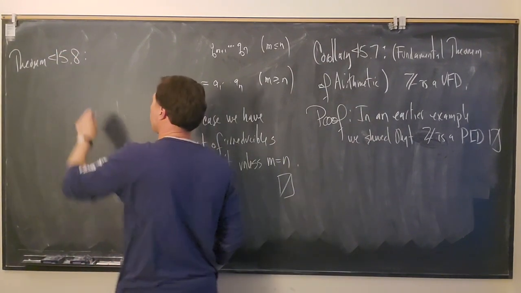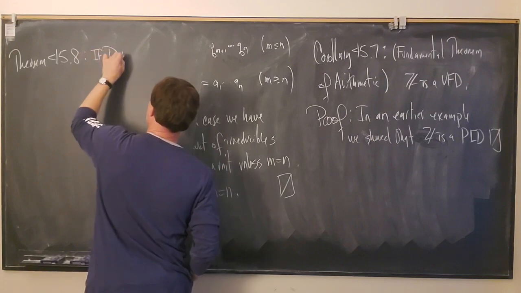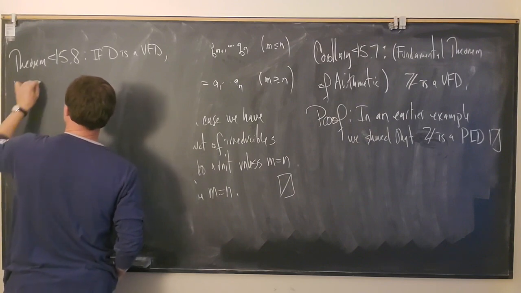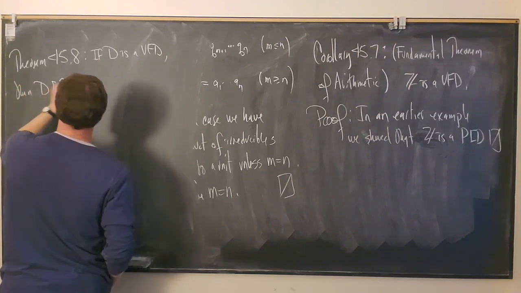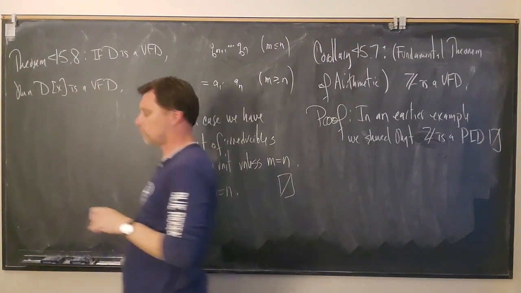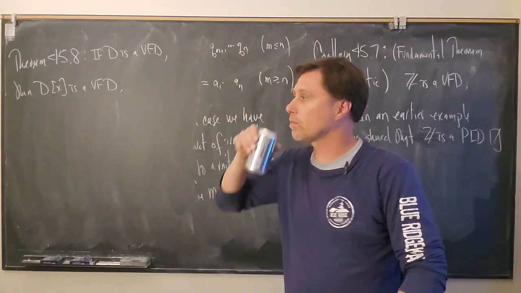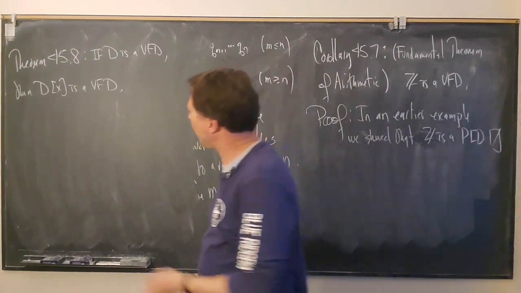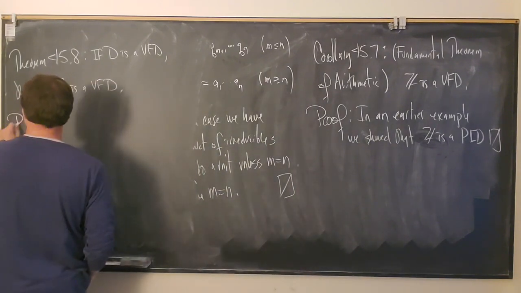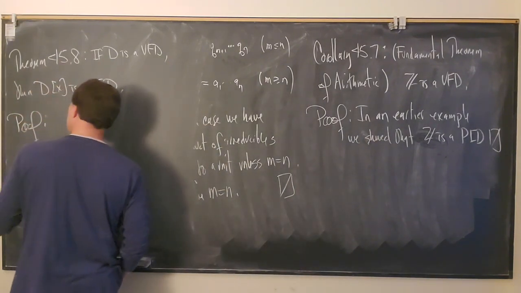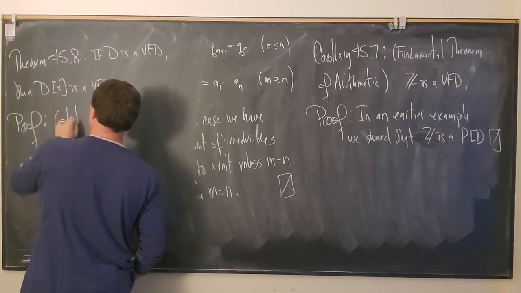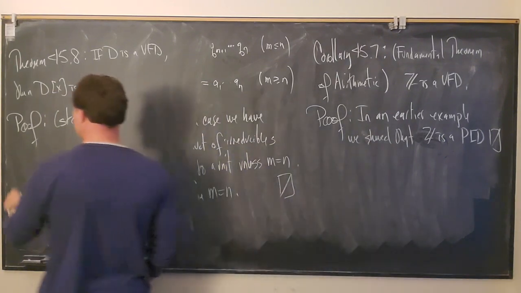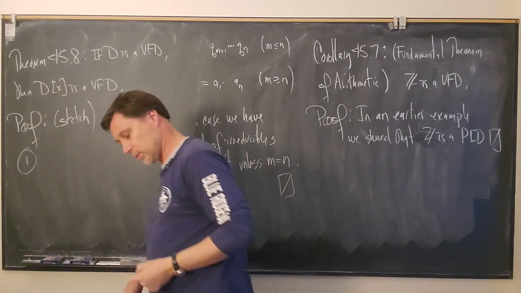So if D is a UFD, then D bracket X is a UFD. That's maybe not obvious. And this is one of the cases where I'm not going to go through every step. It actually takes quite a bit of work to prove this one. I just want to sketch the proof. So, I'm going to sort of write out the steps, and it does really take some work to show this.